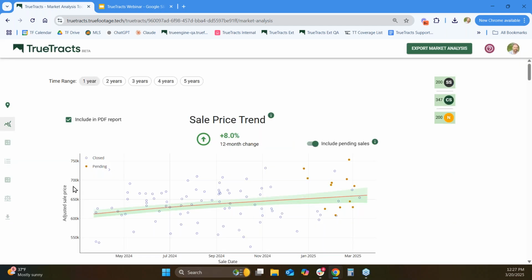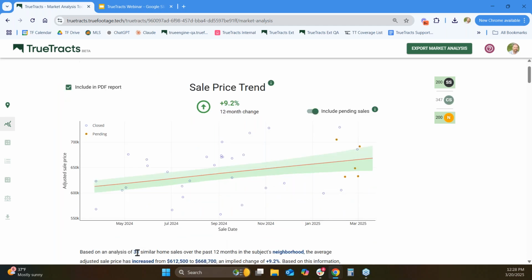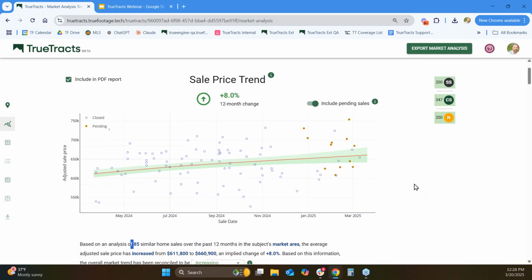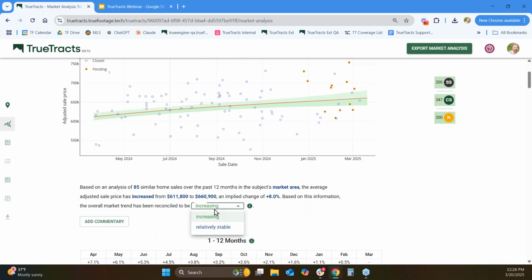I still have that same subject submarket showing 9.2%, and that has 31 sales. I come back here and now I have 85 sales, and the trend line becomes more confident. There's less green, and I feel really good about that. We write the commentary for you. We allow you to reconcile this data, but we provide an indicator.